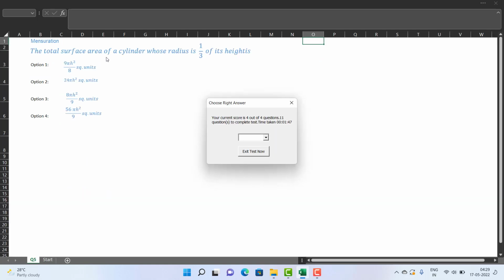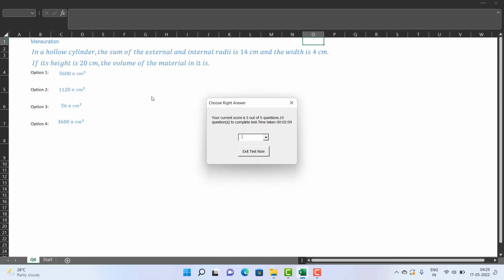The total surface area of a cylinder whose radius is 1/3 of its height is, so total surface area is 2 pi r into r plus h. Substitute for r is equal to h by 3. Then 2 pi into h by 3 into h by 3 plus h is 8 by 9 pi h squared. That is option 3 is the correct answer.